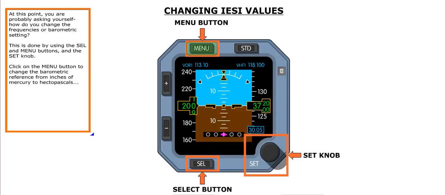At this point, you are probably asking yourself, how do you change the frequencies or barometric setting? This is done by using the SEL and menu buttons and the set knob. Click on the menu button to change the barometric reference from inches of mercury to hectopascals.